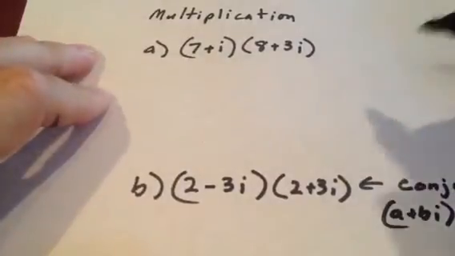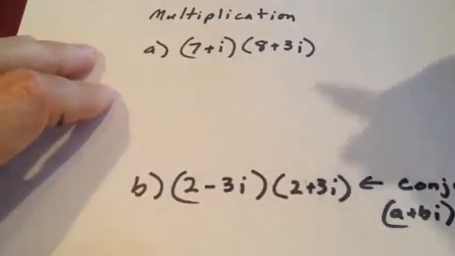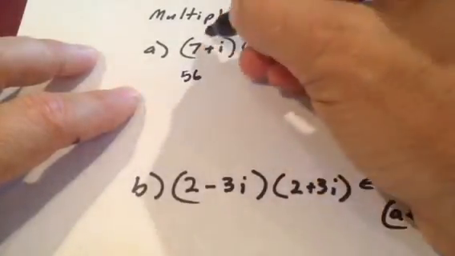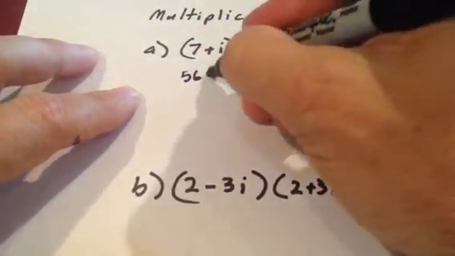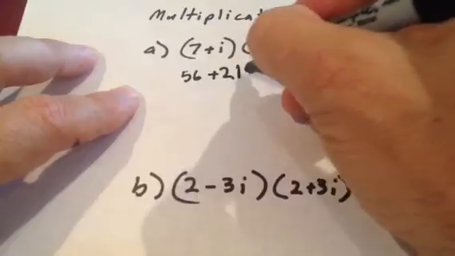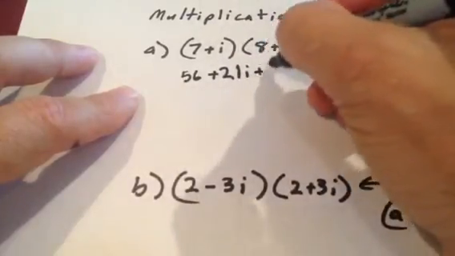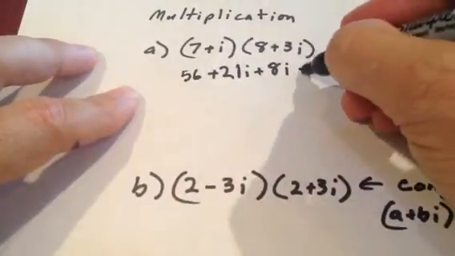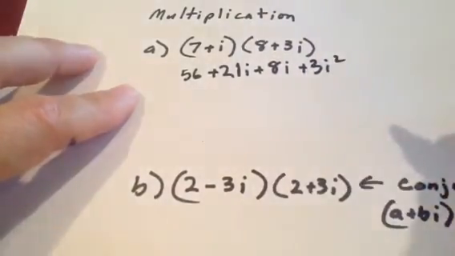Multiplication. We FOIL this out. Okay, there's only one unusual thing that happens. So 7 times 8 is going to give me 56. 7 times 3i is going to give me 21i. I times 8 is going to give me 8i. And then 3i times i is going to give me plus 3i squared.